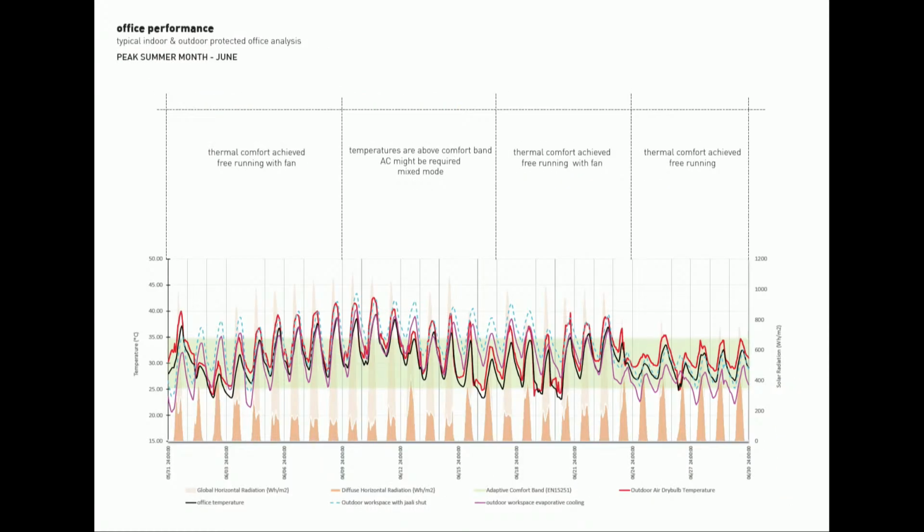And so then I did a peak summer month analysis for the month of June, which is the hottest month. And as you can see that in the first 3 weeks, the thermal comfort is almost within the comfort band, and a little can be achieved by adding fan or mechanical ventilation. Then in the next 4 weeks, the temperatures are really high and mixed mode like air conditioning might be required. And then the next 2 weeks, the thermal comfort is achieved without any added strategies.